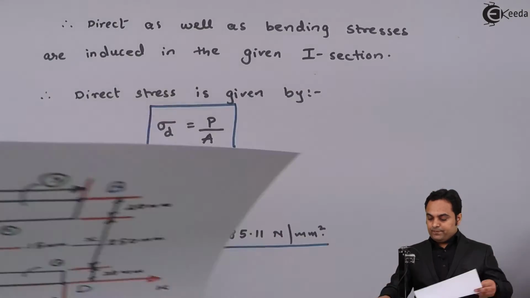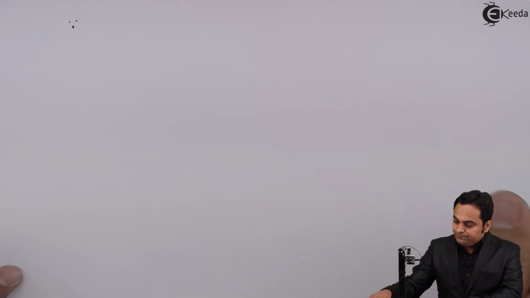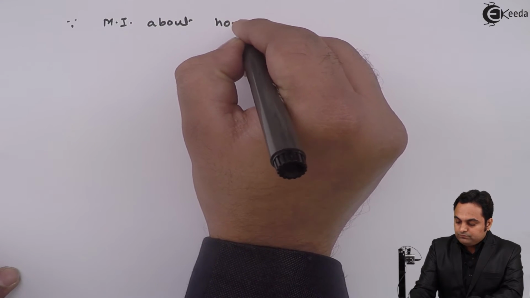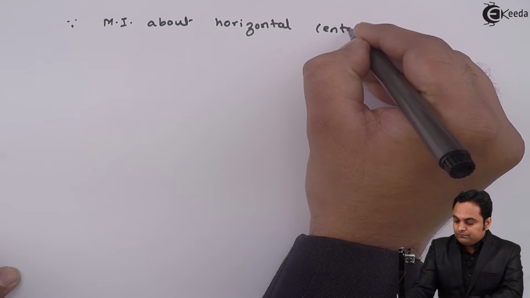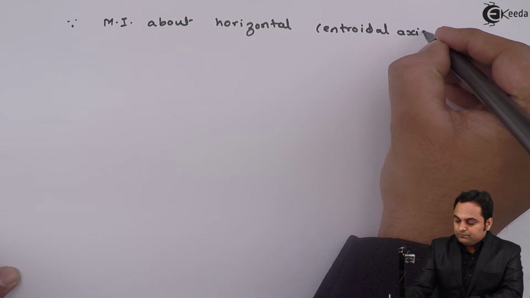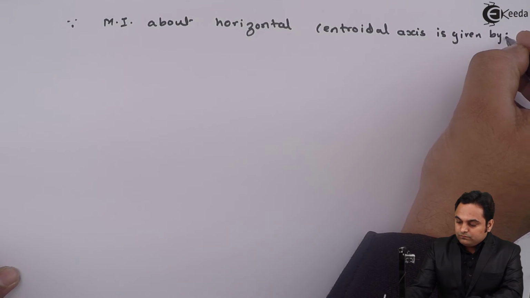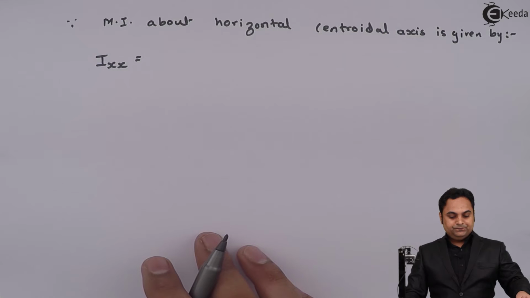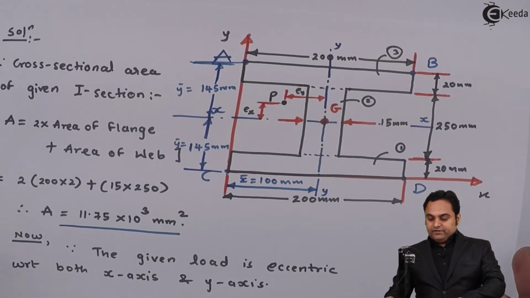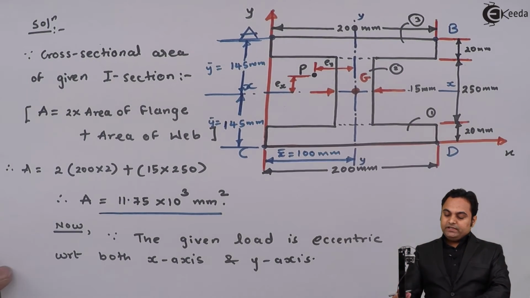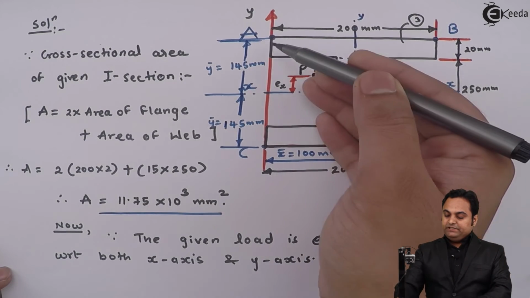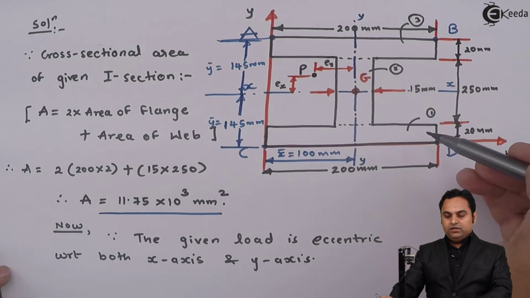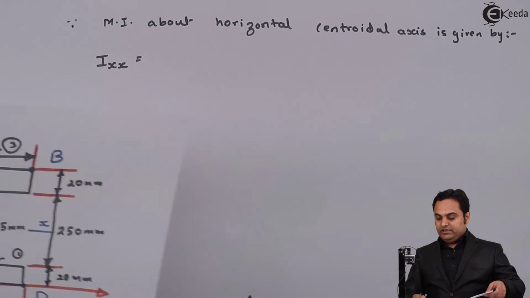So since MI about horizontal centroidal axis is given by, the horizontal centroidal axis is xx, so Ixx is equal to, now here Ixx can be calculated in such a manner that we can consider this I section as a complete rectangle having width 200, height 290, and from that complete rectangle we would be subtracting these two rectangles. I'll show it with the help of a rough diagram here.